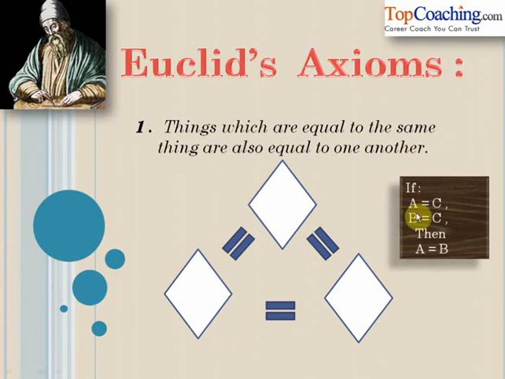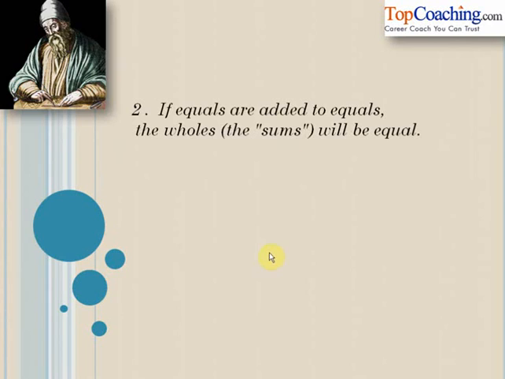So we can say that if A is equal to C and if B is equal to C, then A is equal to B. The second axiom is, if equals are added to equals, the wholes or the sums will be equal. So if equals are added to equals, then the sums obtained would also be equal to each other.